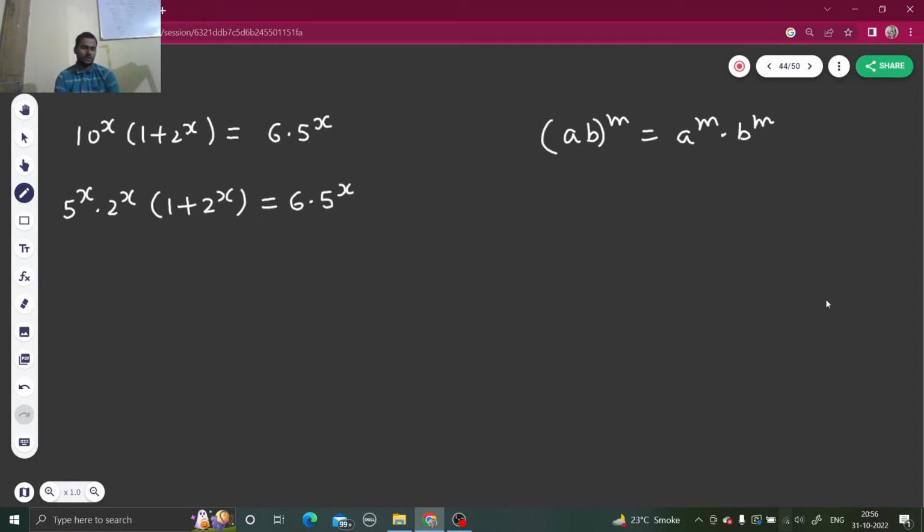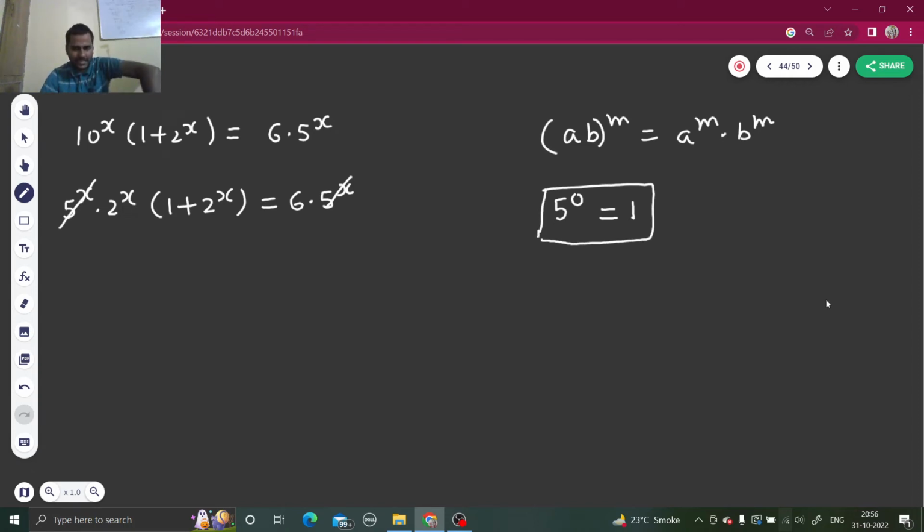Now what can I do? Can I cancel this 5 power x from both sides? Why can I cancel? Because 5 power x is never going to be equal to 0. Anything to the power 0 yields 1. Neither will it become negative. Even if it were negative, that would not be a problem. The only problem is that we can't cancel when both sides are 0.